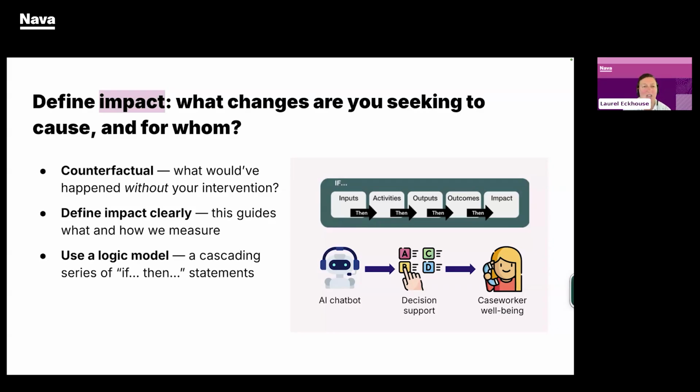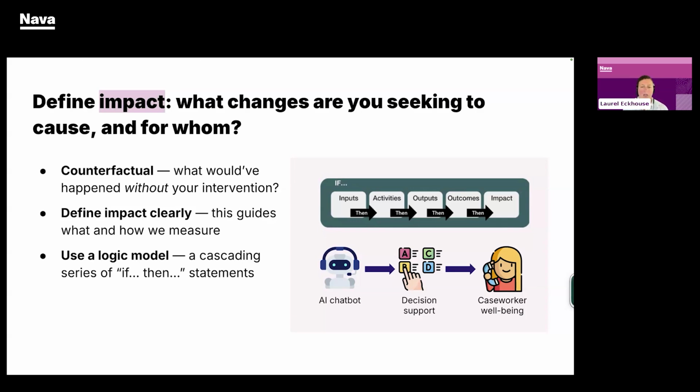But of course, we don't actually have access to a parallel universe in which we can measure the counterfactual outcomes. But this thought experiment does give us a chance to think about what would have happened without our AI intervention, which is called the counterfactual. On a more pragmatic level, not just in AI evaluation, but arguably in all evaluation efforts, we want to clearly define what impact means, because that will directly inform what we measure and how we measure it.